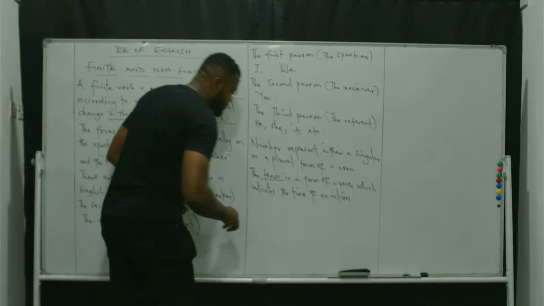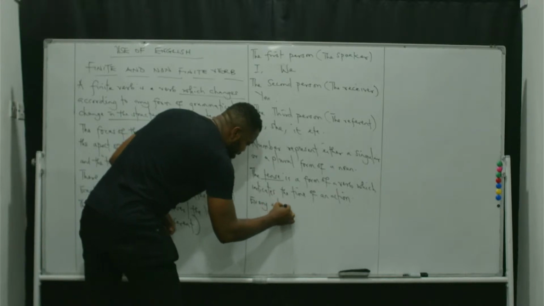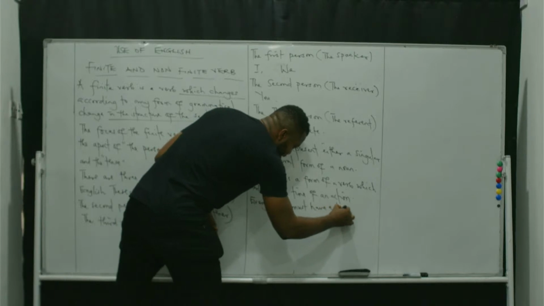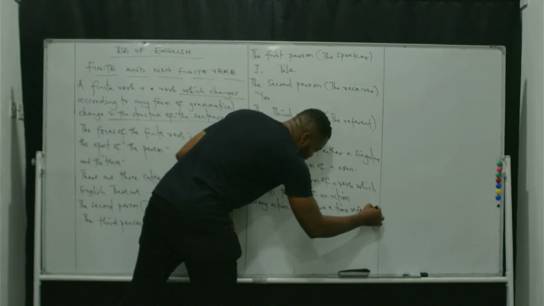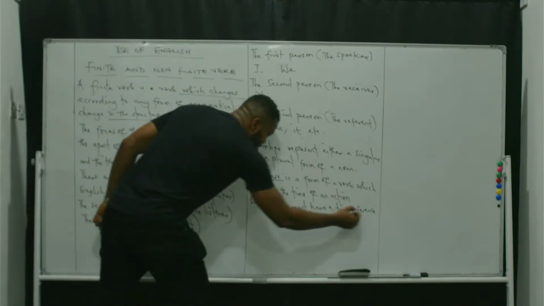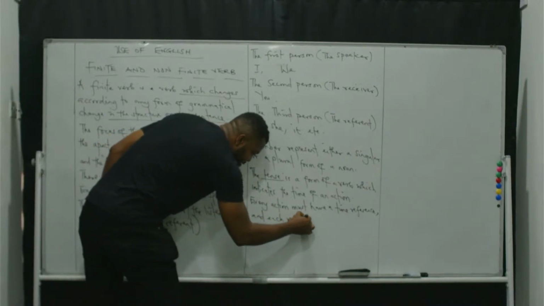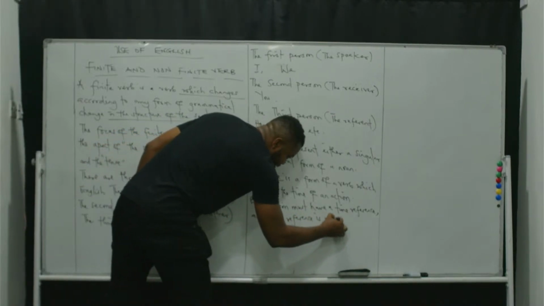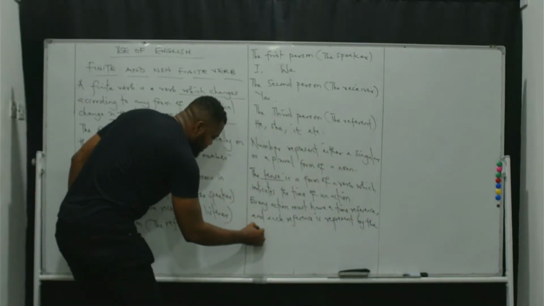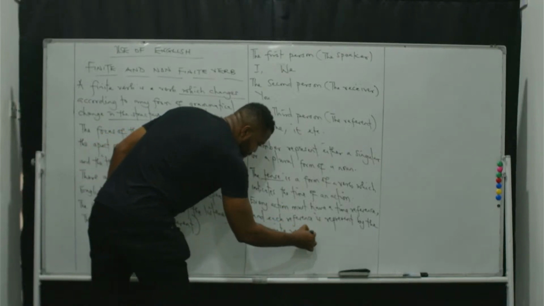Now let's see. Every action must have a time reference. Do you understand that? So every action must have a time reference, okay, comma. And each time reference is represented by the appropriate verb. I hope you understood that, class.